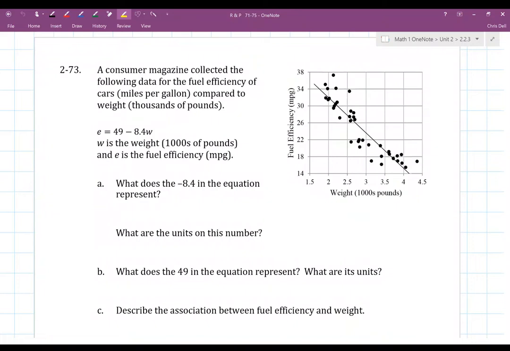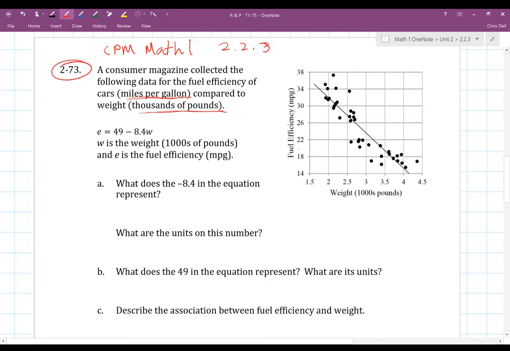We are looking at a scatter plot and trying to do some interpretation of the data and the line of best fit and all the things involved. This is a problem from CPM's Math 1, Integrated Math 1 curriculum, section 2.2.3, number 2-73. It says, a consumer magazine collected the following data for fuel efficiency of cars, so the fuel efficiency in miles per gallon, compared to the weight in thousands of pounds. Those are the two things we're comparing.